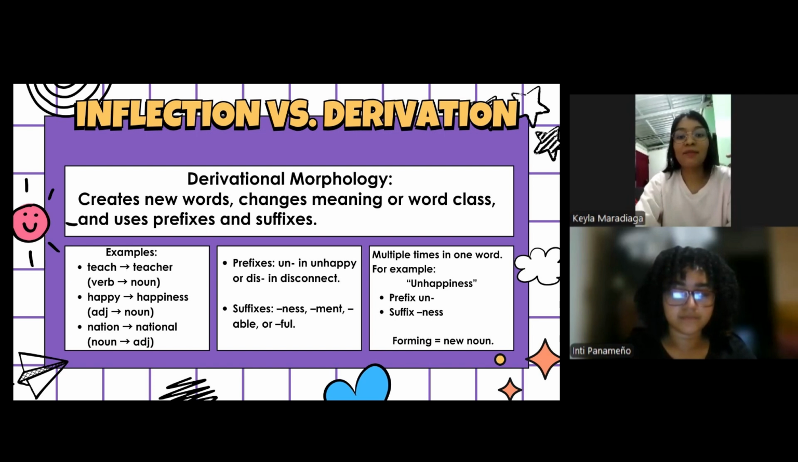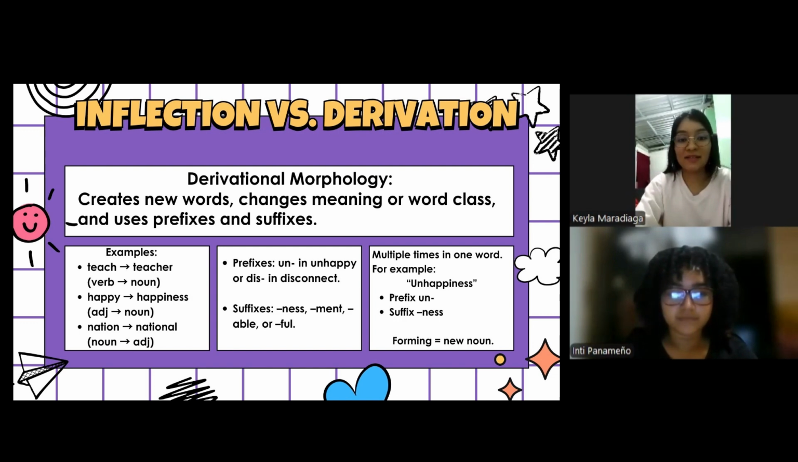Derivational morphemes can be prefixes like un in unhappy or dis in disconnect, or suffixes like ness, ment, able, or ful. Another key point is that derivation can be used multiple times in a word. For example, unhappiness has the prefix un and the suffix ness, both derivational, forming a completely new noun. In summary, derivational morphology helps us expand the vocabulary by forming new words, while inflectional morphology only helps us express grammar within a sentence.